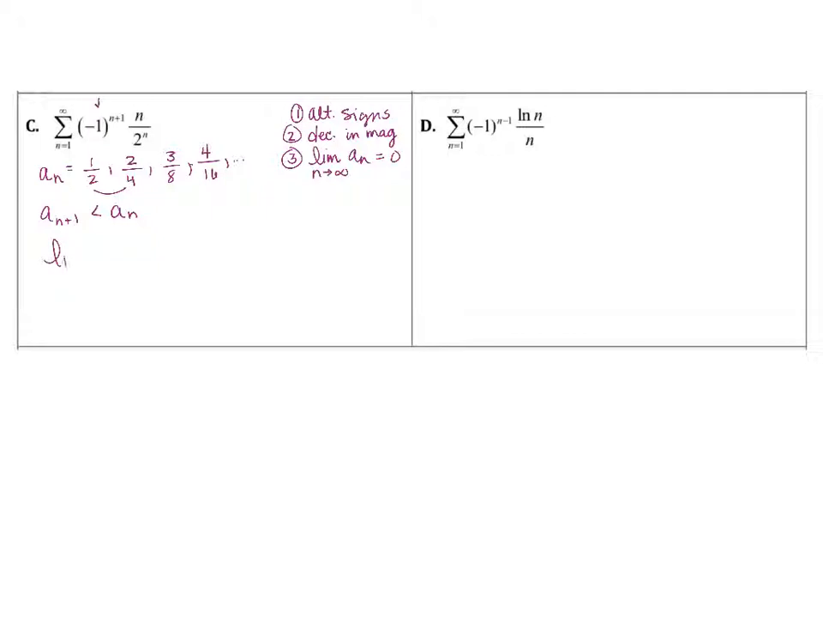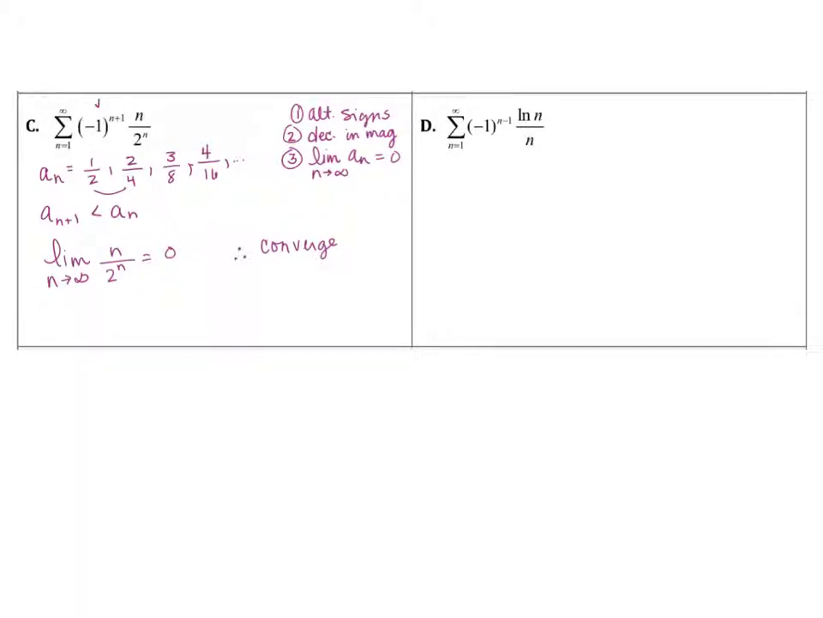And then if we look at our limit as n approaches infinity of n over 2 to the n, or a sub n, either one, I believe this would tend towards 0 just because that bottom would be growing faster than the top, as the bottom is exponential. So therefore we can say that this does converge by the alternating series test.